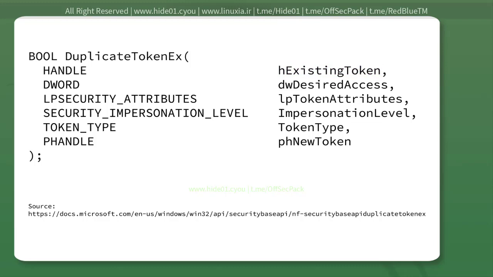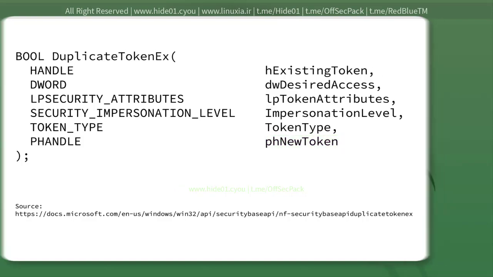We'll request full access to the token with the numerical value hex F01FF for the dwDesiredAccess argument. For the third argument, we'll use a default security descriptor for the new token by setting this to null. Impersonation level must be set to SecurityImpersonation, which is the access type we currently have to the token. This has a numerical value of 2. For the token type, we'll specify a primary token by setting this to 1. The final argument is a pointer that will be populated with the handle to the duplicated token.